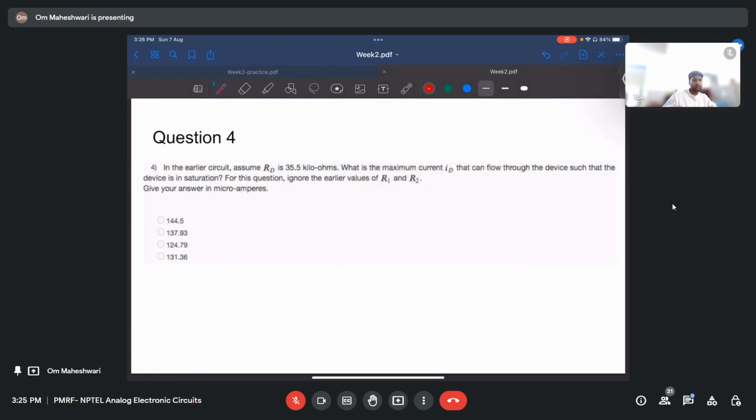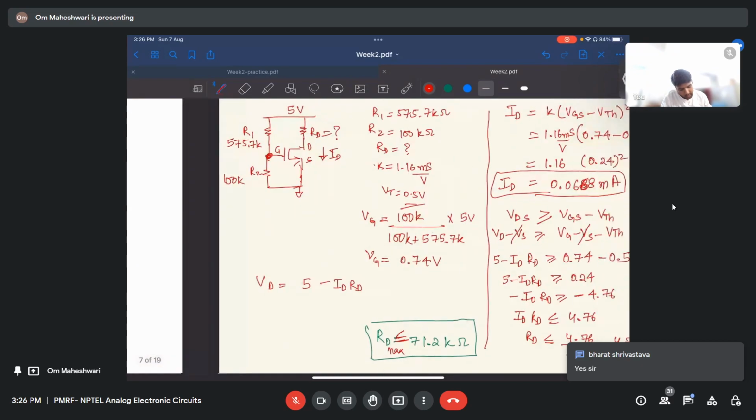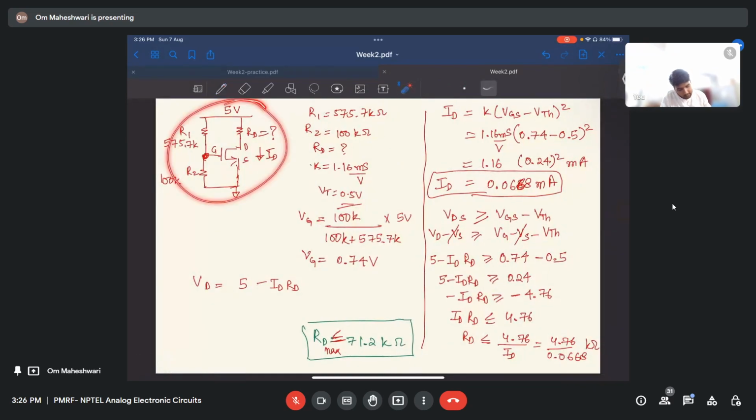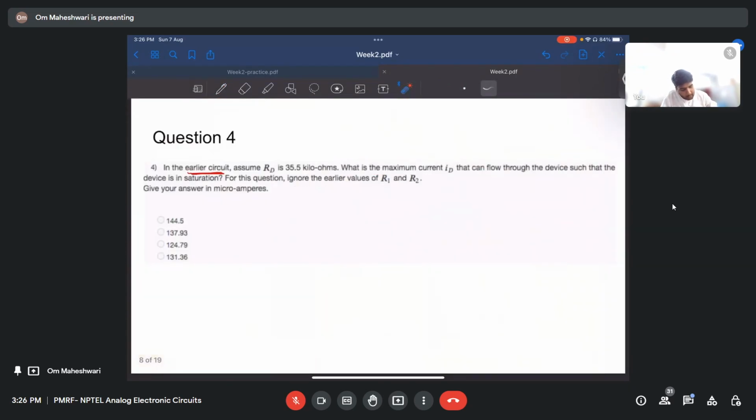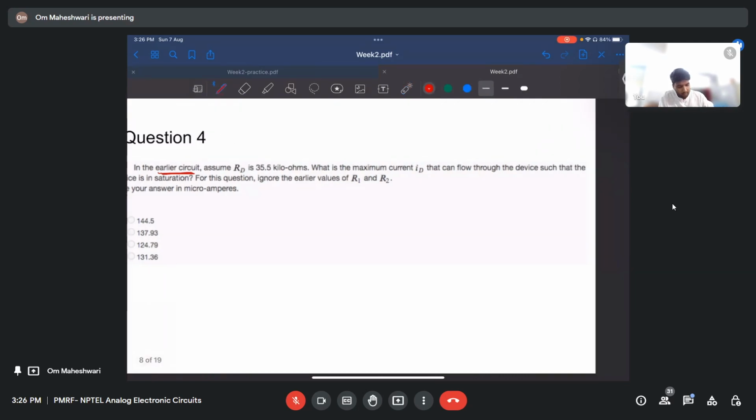Okay. So this is the next question, and here they are talking about this earlier circuit only. So this circuit here, they're saying RD is 35.5 kilo ohms. What is the maximum current ID that can flow through the device such that it is in saturation? And ignore the earlier values of R1 and R2. Okay. So let us try to solve this. It is a very good question.